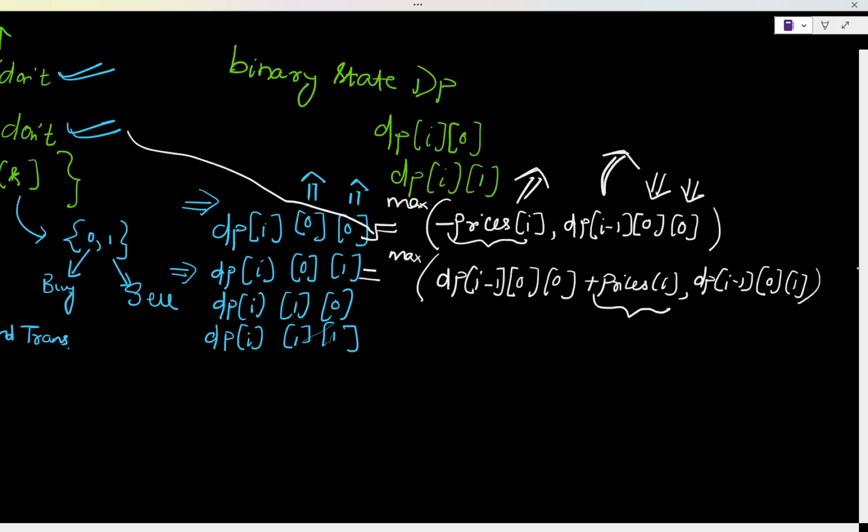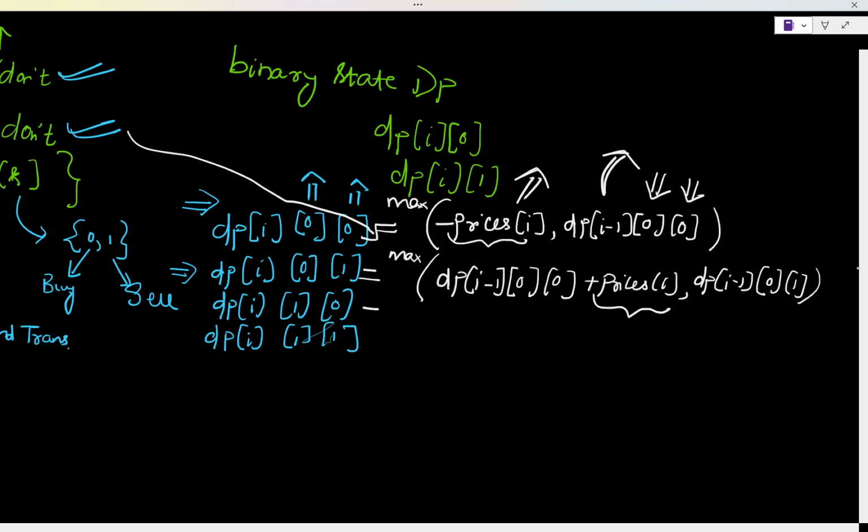So for the first transaction buy, the most optimal choice has to be in dp of i minus 1. That's how we are defining our DP states. So that optimal buy plus the current sell, either that or you just take a sell from the previous state. That is for the first transaction.